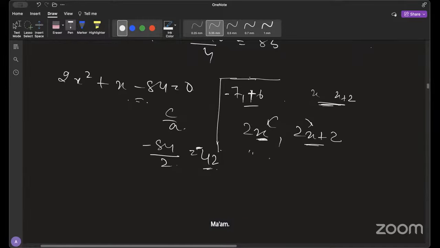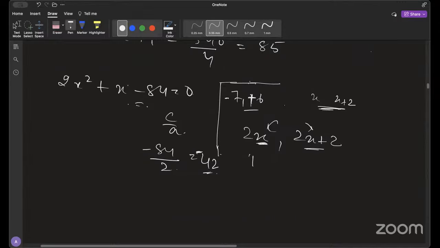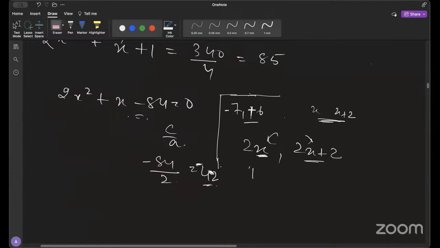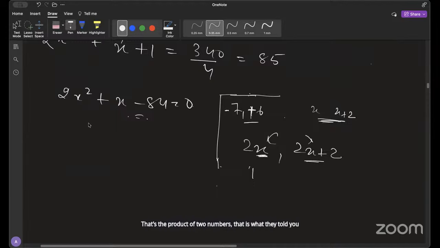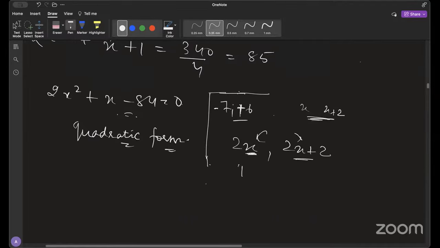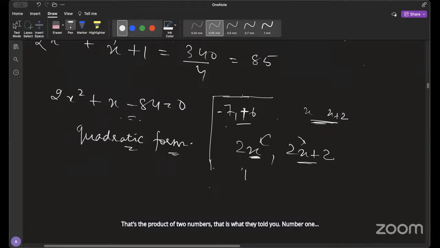Ma'am, after minus 42, how did you come up with minus 7 and plus 6? That's the product of two numbers, that is minus 42. Solve it by quadratic formula. That's it. Use quadratic formula and find the roots. Because the roots that you get here are minus 7 and 6.